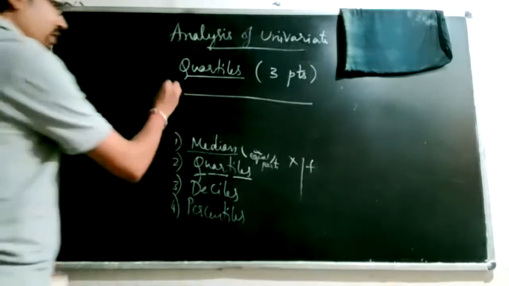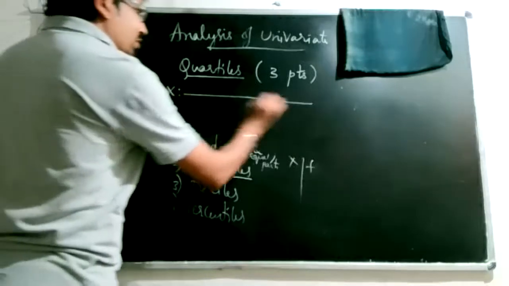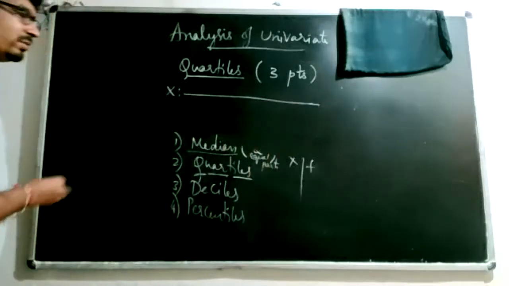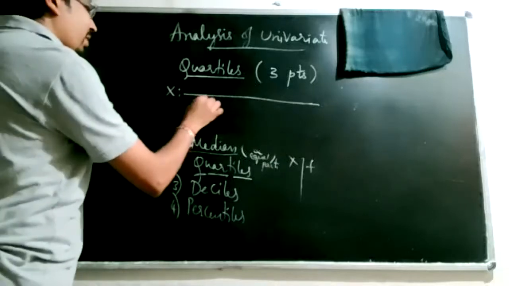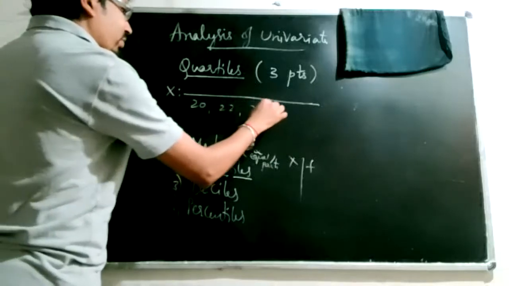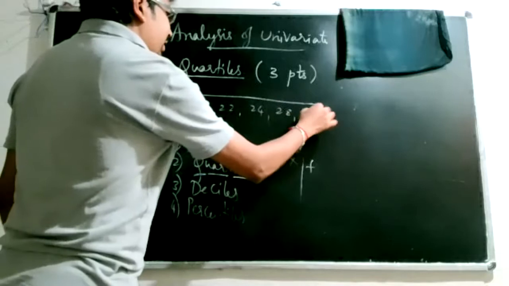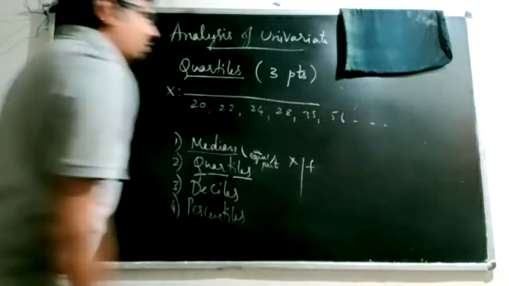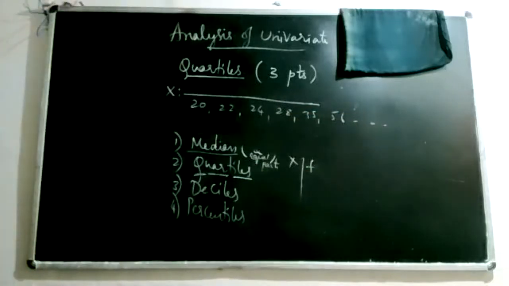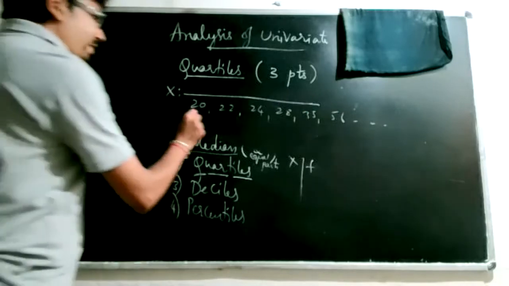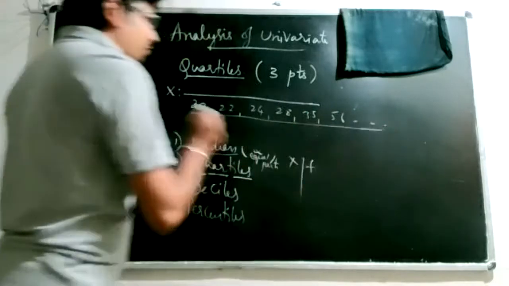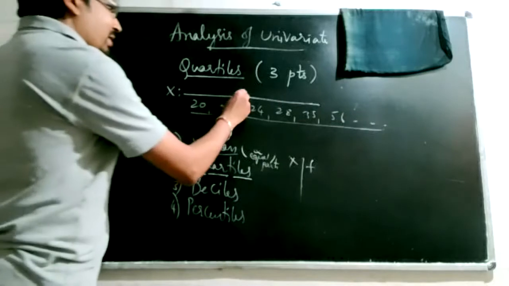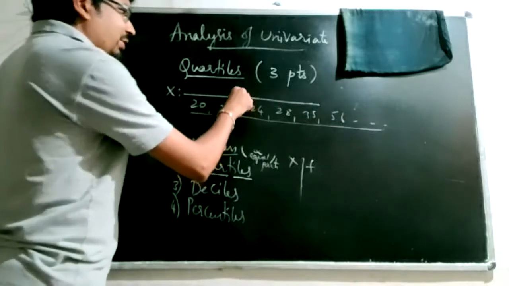It is easily understandable if I take some raw data. So I have some observations, say 20, 22, 24, 28, 35, 56, and so on. I have written that in increasing order. Now I want to divide this entire set into 4 equal parts. Just imagine that you are cutting a straight line into 4 equal parts.